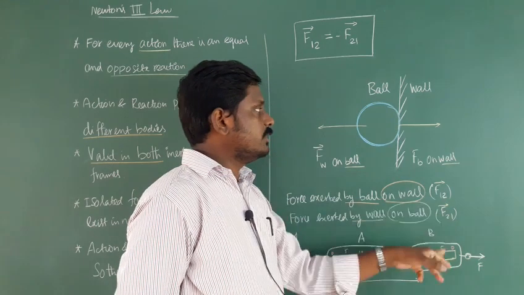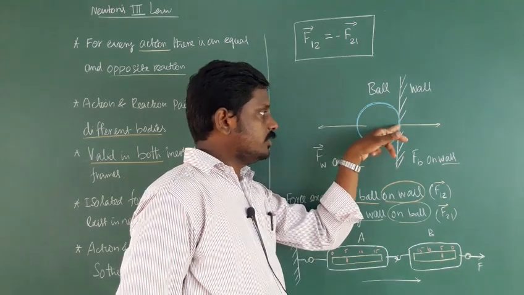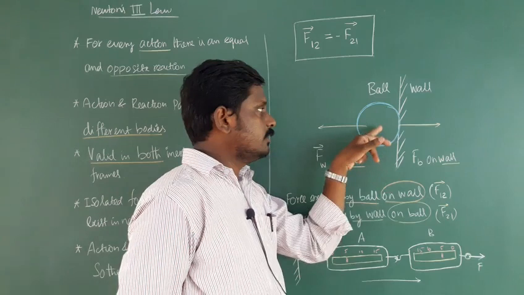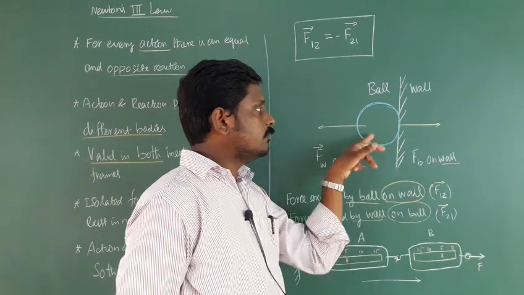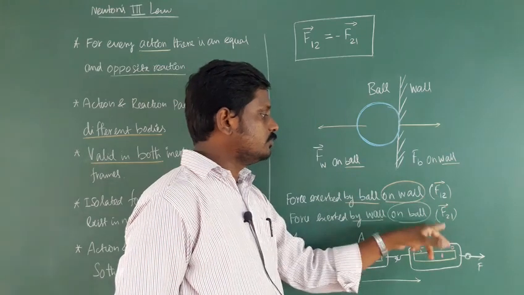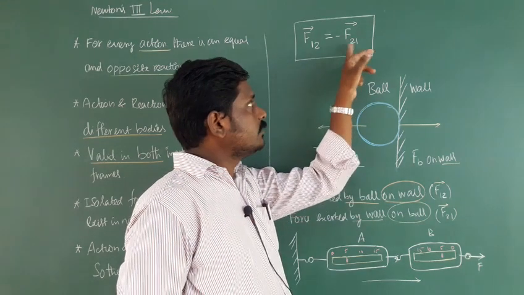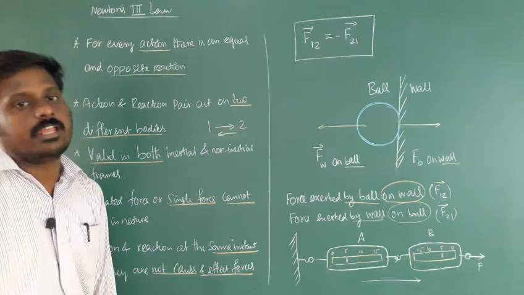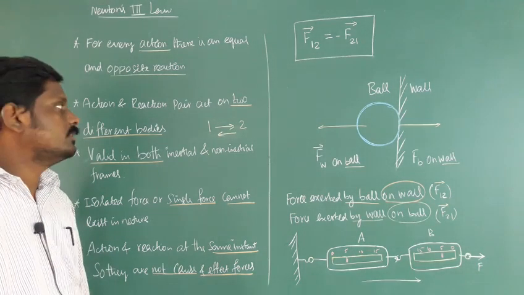Both are in opposite directions. The force of the ball on the wall acts along the positive axis, and the force of the wall on the ball acts along the negative axis. That is F12 and F21. Action is equal to minus reaction, that is, for every action there is an equal and opposite reaction.